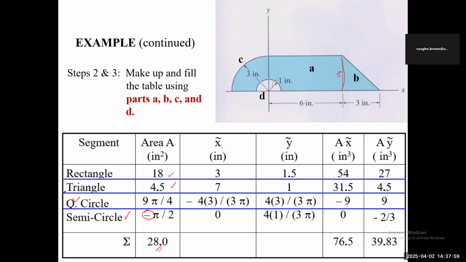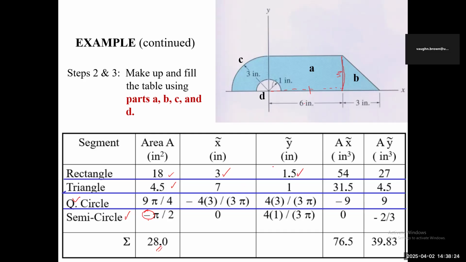All right, let's look at how we find X bar and Y bar for each figure. The first one, the rectangle, is the easiest one. For the X, you know that this is 6, so half of 6 is 3. So that is 3 there. For the Y, the height is 3, so half of 3 is 1.5.